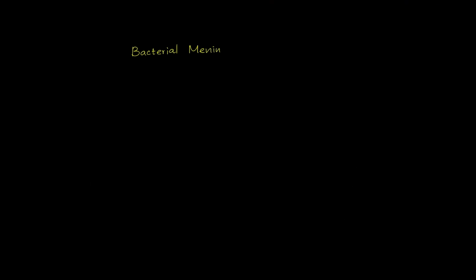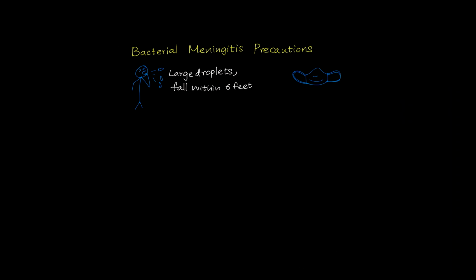Bacterial meningitis requires droplet precautions, not airborne. The bacteria spread in large respiratory droplets that fall within about 3 to 6 feet during coughing, sneezing, or talking. The nurse needs a surgical mask, a private room, and a mask on the patient during transport. Contact precautions alone miss the respiratory route, which is how meningitis actually moves between people.